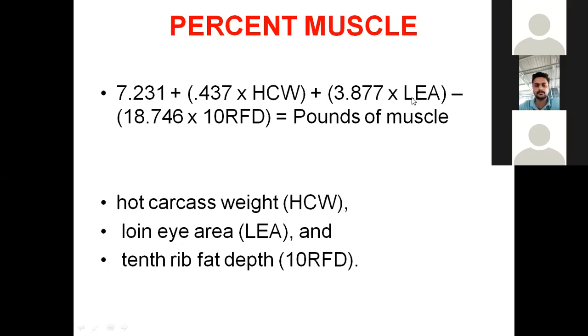Then the loin eye area, it is the ribeye area. You can see this is the ribeye area which we can measure. Then we have the fat thickness, which you can measure.